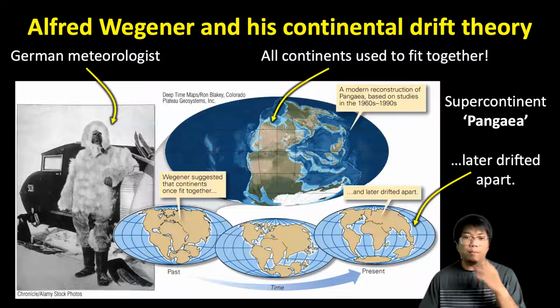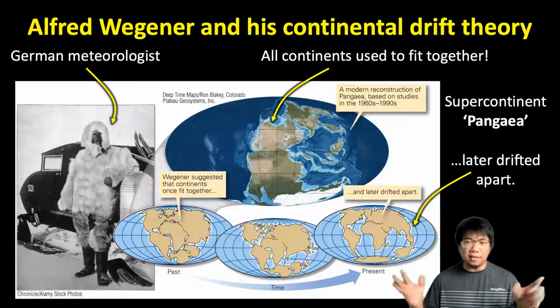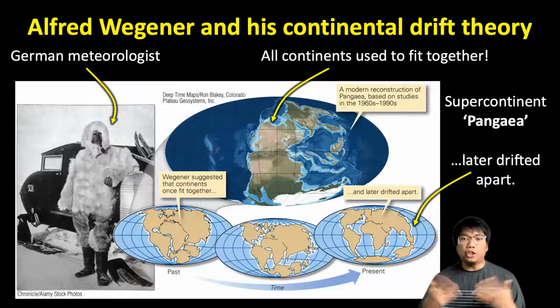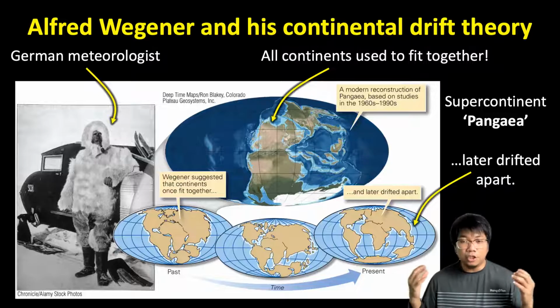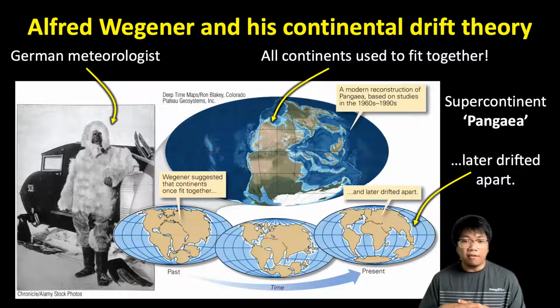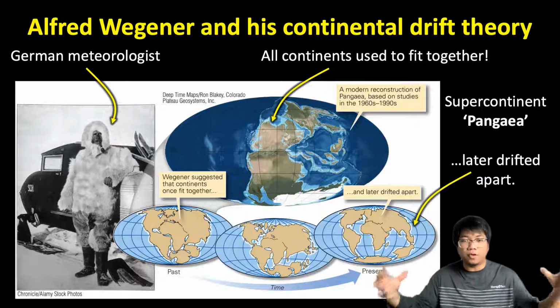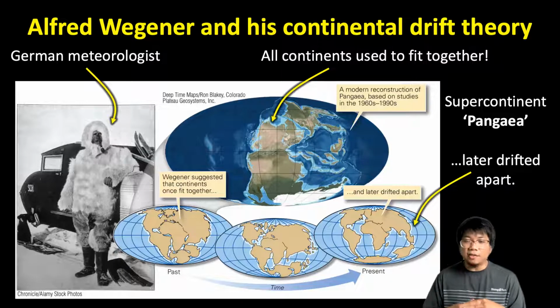This theory was proposed by a German meteorologist named Alfred Wegener. Wegener was the one who proposed that all the continents and all the land masses that we see in the present day used to fit together, right? They created this huge landmass called the supercontinent of Pangaea. And Wegener also proposed that Pangaea was later broken into smaller pieces, and these pieces later drifted apart, creating the present day configuration of continents that we see today.